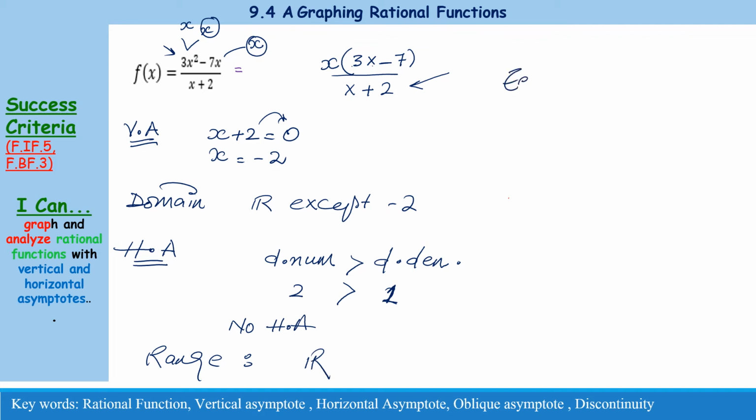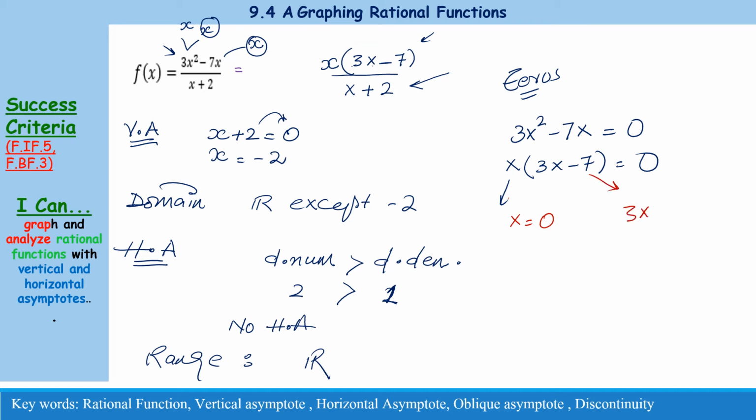Now we have zeros. For zeros, we focus on the numerator, that is 3x squared minus 7x, and set it as 0. And we already took the x common here in the first step. So x times 3x minus 7 equals 0. One time write the first factor and set it as 0, and then write down the second factor and make it equal to 0. So here you have one zero that is at 0.